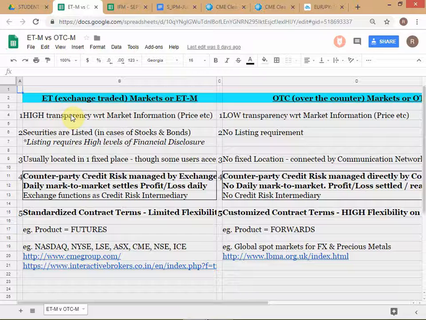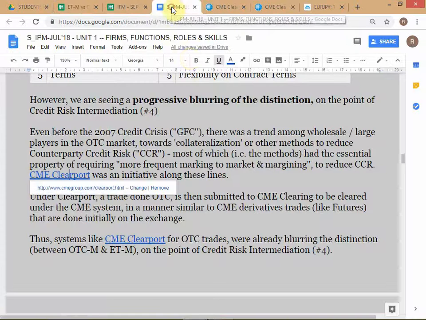You can't trade in 543 barrels. Okay, so customization is a very important aspect of the OTC market, the ability to customize contract terms. So you'll see the nice interplay between these two. Okay, so what is happening there? Let's just try to follow the sequence in the notes.